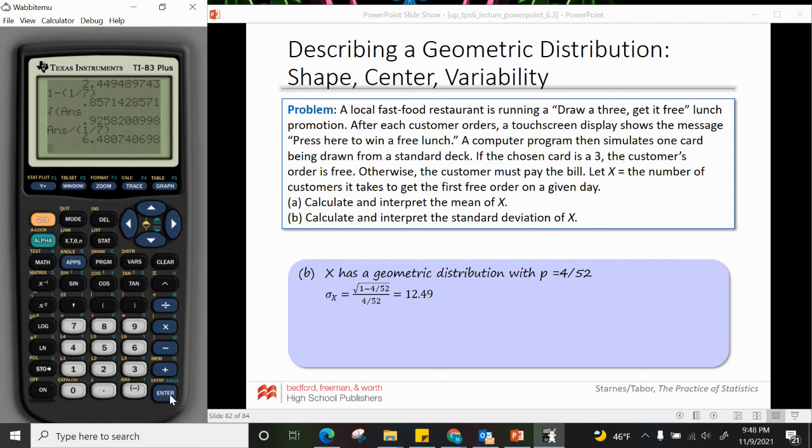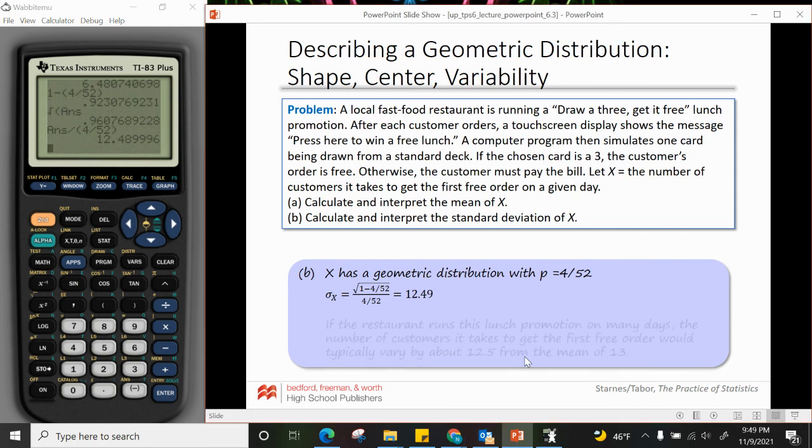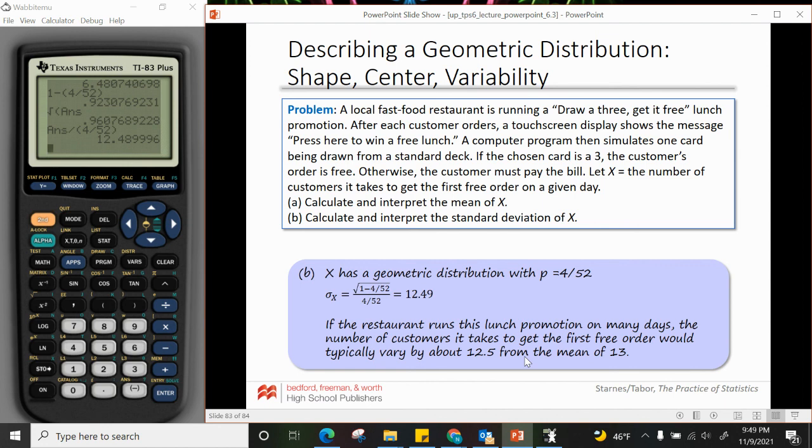It's not the square root of the whole thing. It's just the square root in the numerator. So 1 minus 4 divided by 52, take the square root of that, and then divide by 4 divided by 52. Boom, 12.49. And to interpret that now, if the restaurant runs this lunch promotion on many days, the number of customers it takes to get the first free order would typically vary by about 12.5 from the mean of 13.